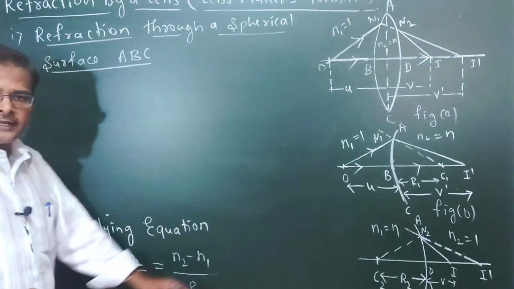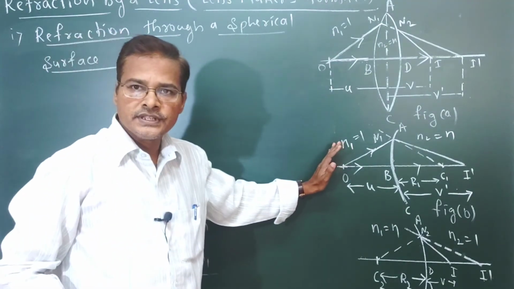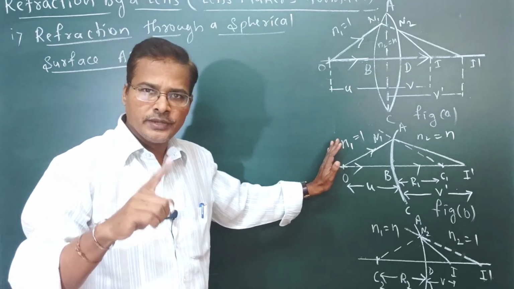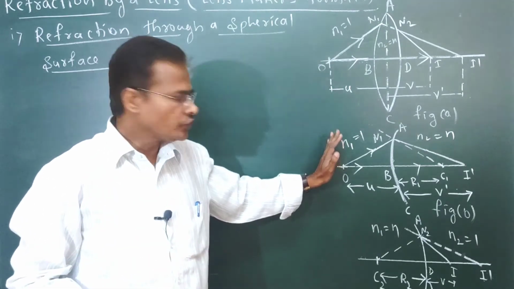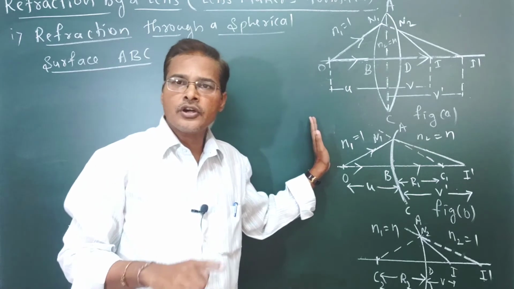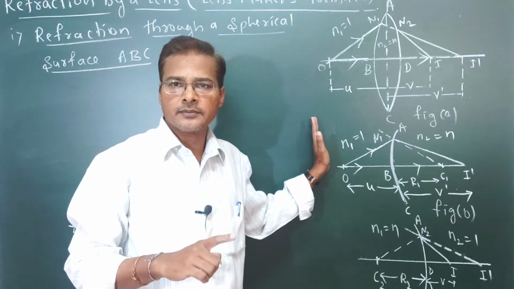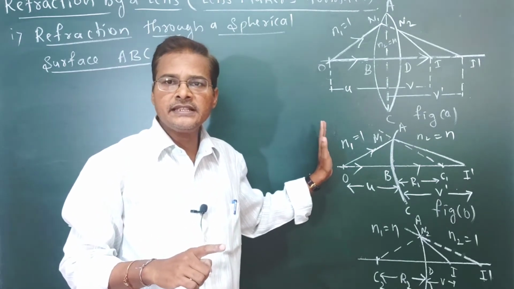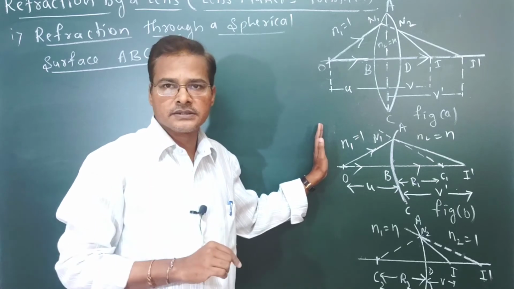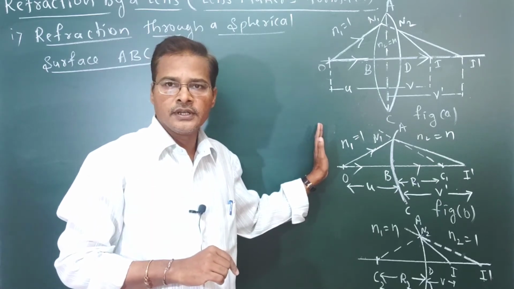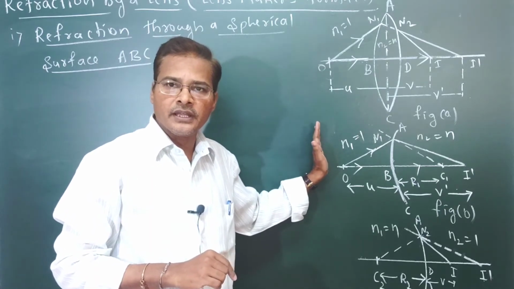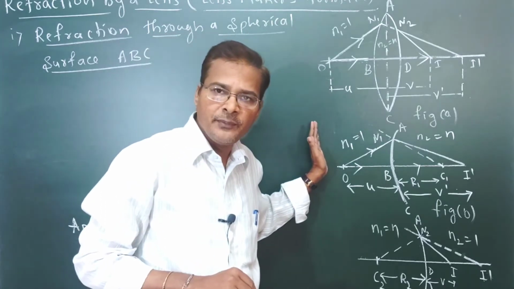I have already drawn this, so see that ray diagram. It is very important in ray diagrams. You have to draw the ray diagrams clearly, because by seeing the ray diagrams only you will get the marks. Followed? So here in figure B, that is refraction through ABC.